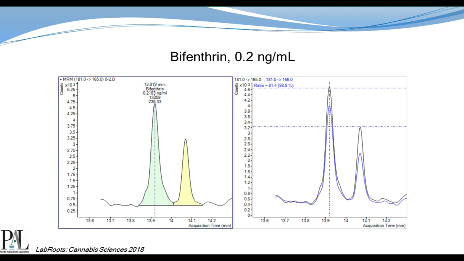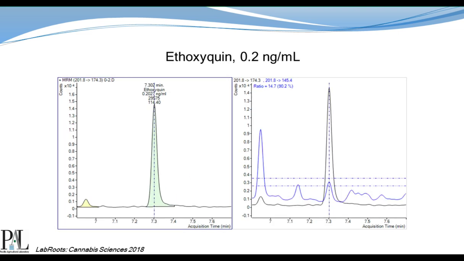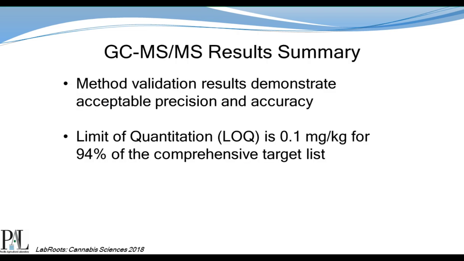Now we'll show you what some of the transitions look like coming off of the GC, and we've just selected some here. And again, the concentration that we're looking at is listed at the top of the chromatogram, and that is the in-vial concentration, which would be equivalent to our low point. For dichlorvos, ethoxyquin, it's another common one that we're seeing lately, and myclobutanil, of course, another important one.